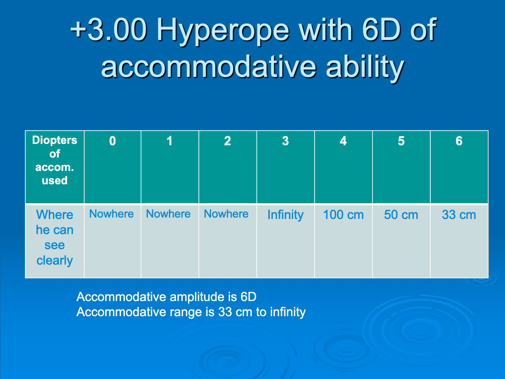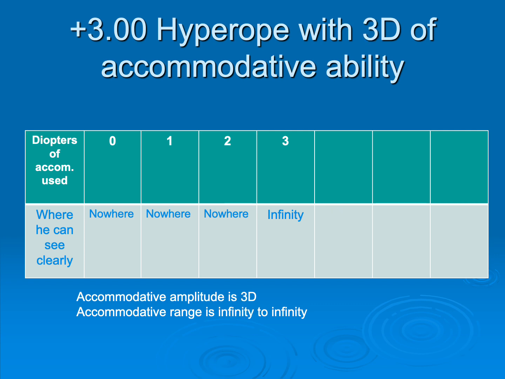Now their range is going to be 33 centimeters, the closest they can see, to infinity, the farthest they can see. Now, what if I have a 3 diopter hyperope with only 4 diopters of accommodative ability? Well, once again, they can use 3 out of those 4 diopters and see off at infinity. But if they want to see closer than that, they have to use whatever's left over. So in this case, they've already used 3, they've only got 1 left over. And 1 diopter will only buy you 100 centimeters up close because 100 divided by 1 is 1. So here you can see what their range and their amplitude would be.